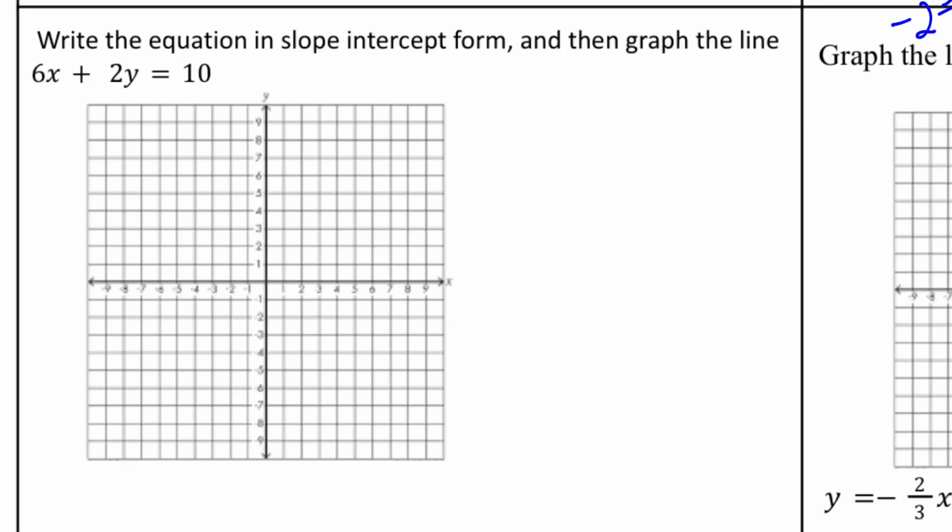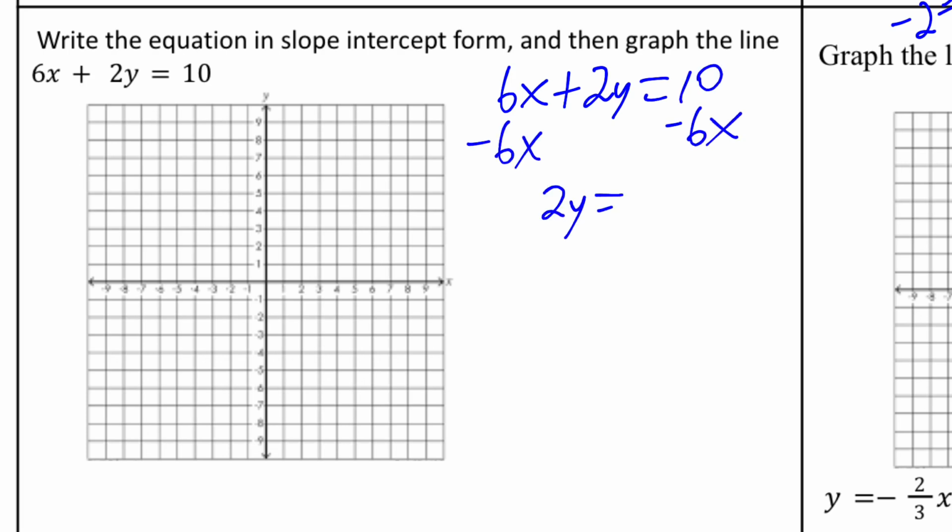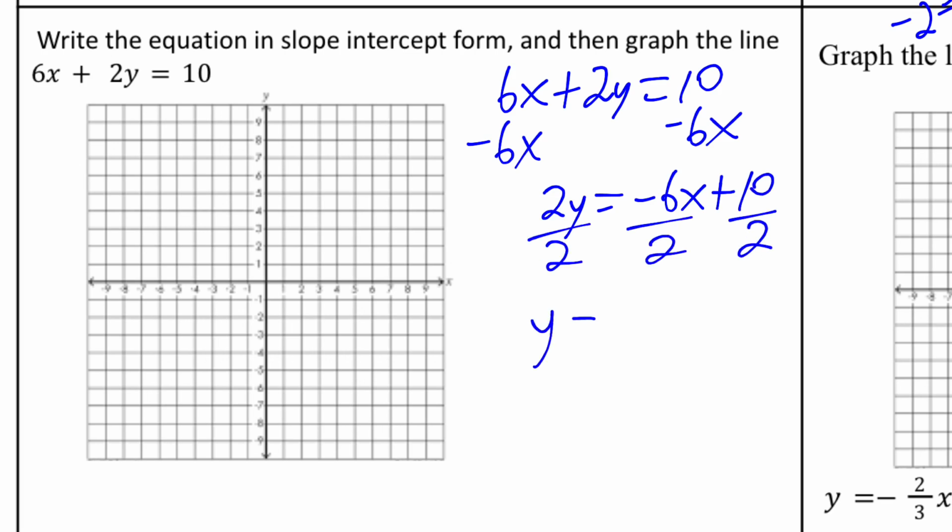They say to write this in slope-intercept form, so I start off with this. I subtract 6x from both sides. I have 2y is equal to negative 6x plus 10. I divide everything by 2. I have y is equal to negative 3x plus 5.